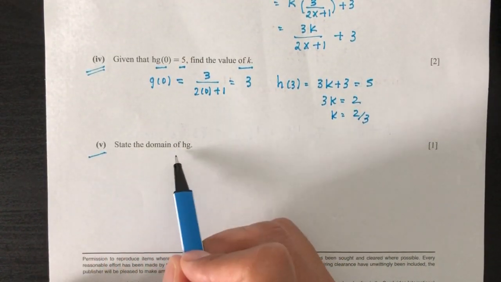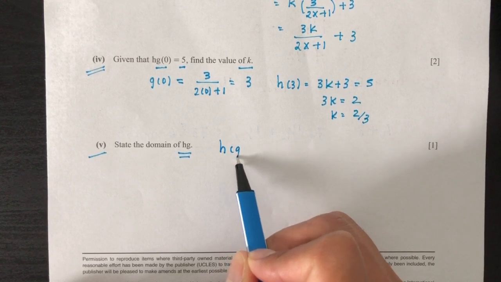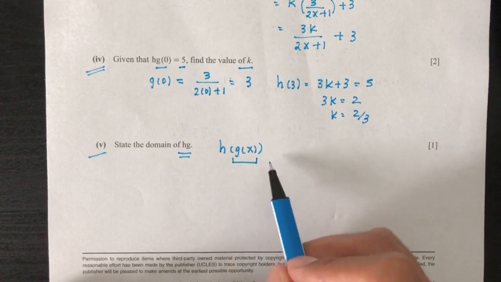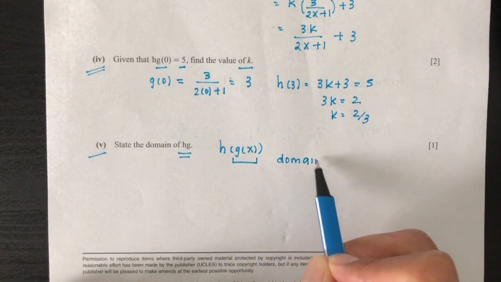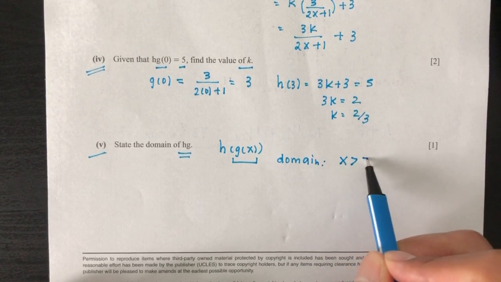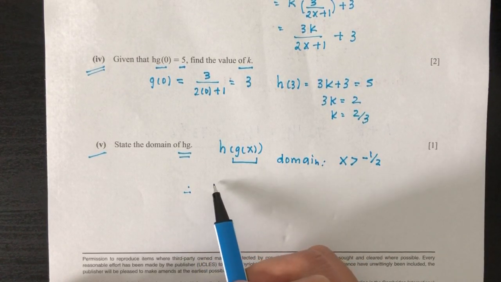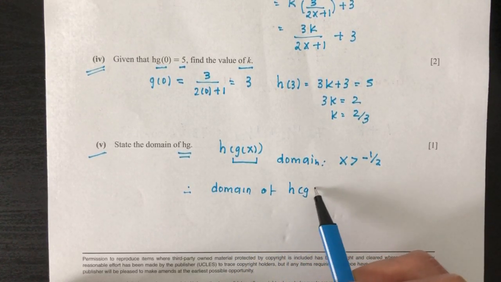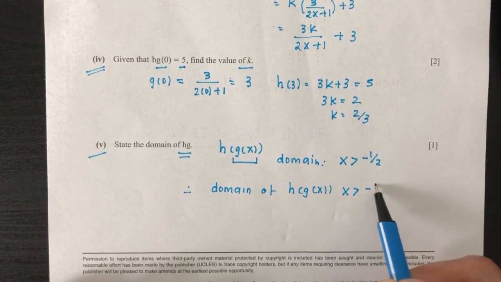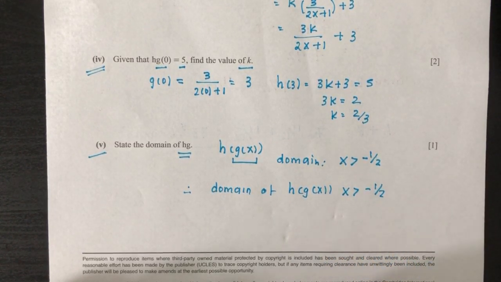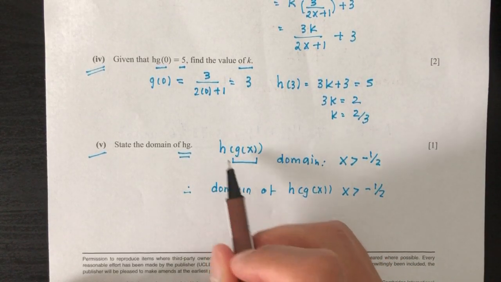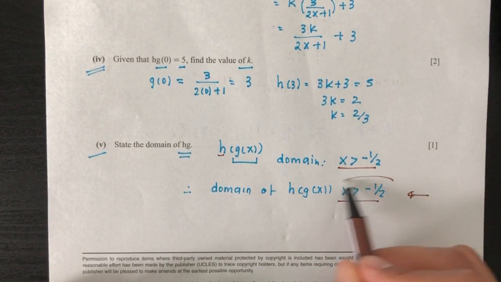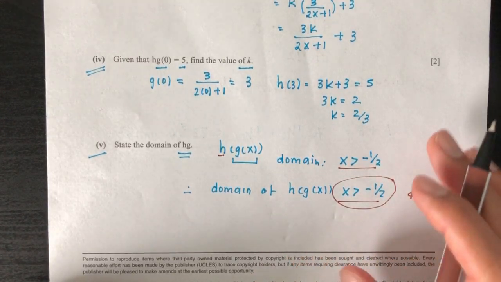Okay, so finally state the domain of hg. The domain of hg is dependent on the domain of g. So what is the domain of g? The domain of g has been given to you from part 1. It is for x is more than this. So same thing, the domain of h of g is the same as well. X is more than minus half. The reason is because we have g of x inside of h, so h is dependent on this one. It will be this and this, right? Because of that, this is your answer for the domain of h of g of x.